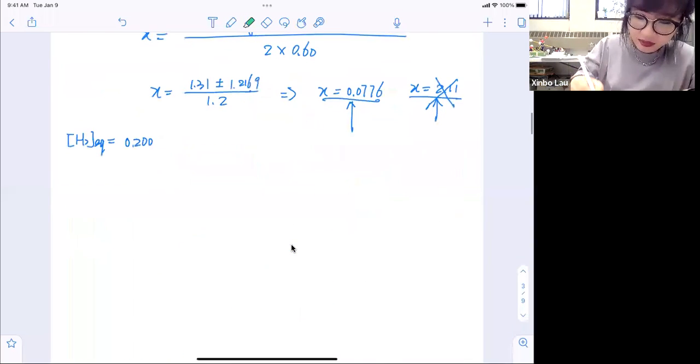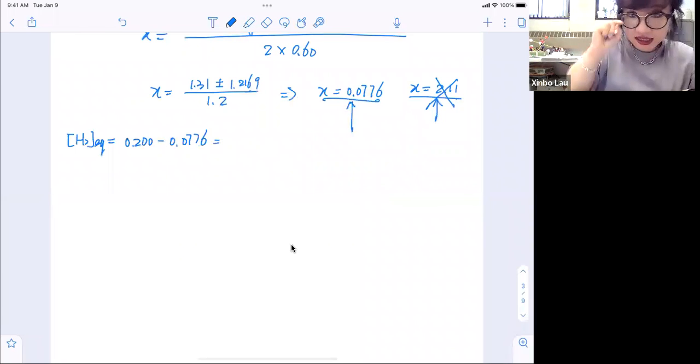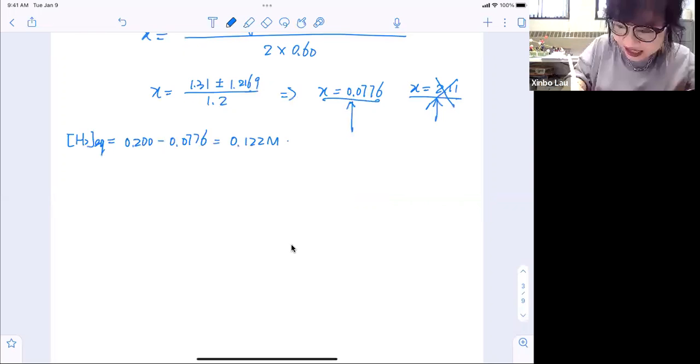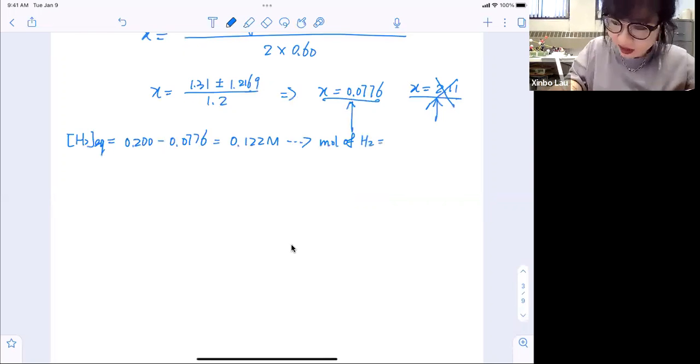So it will be 0.2 minus 0.0776. Then I got 0.122. Okay, and then you ask, is it done? We're calculating moles. How do you calculate moles? Concentration times volume. So concentration times 5, then this will be 0.610. That's how many moles.